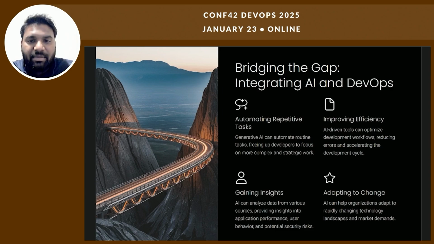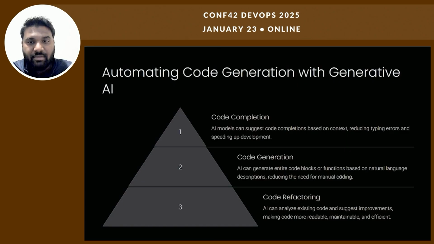And let's dig deeper into specific AI capabilities in the DevOps cycle, starting with code generation. Let's talk about how AI can help automate code generation. AI-powered tools, like we all know Copilot, right? GitHub Copilot assists with code completion, saving developers hours of manual work. And AI can generate entire code blocks or functions from simple prompts, reducing repetitive tasks over and over.